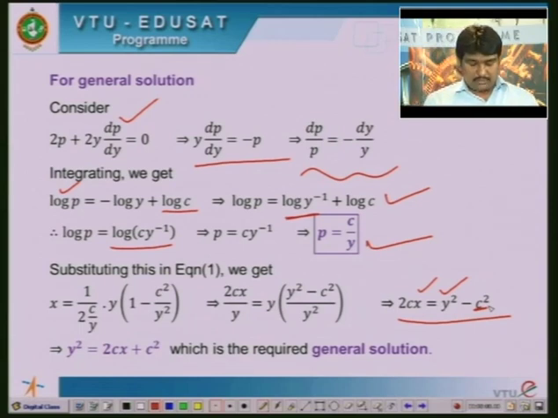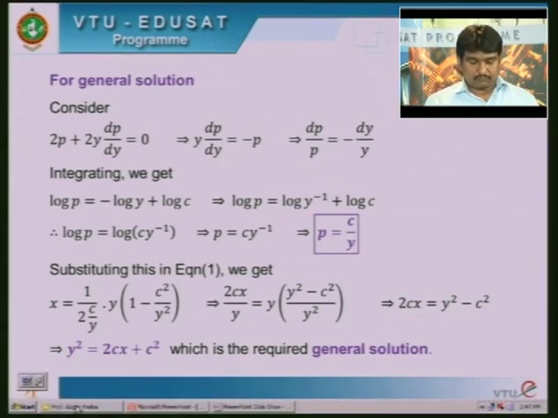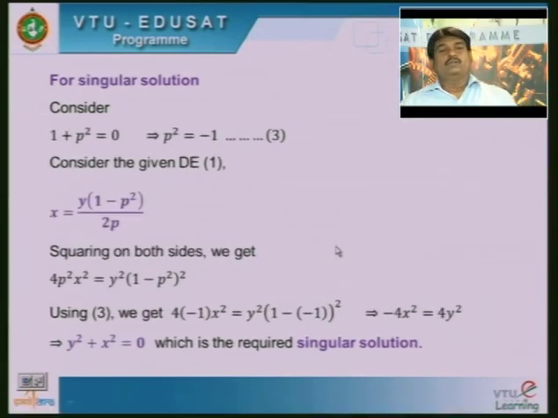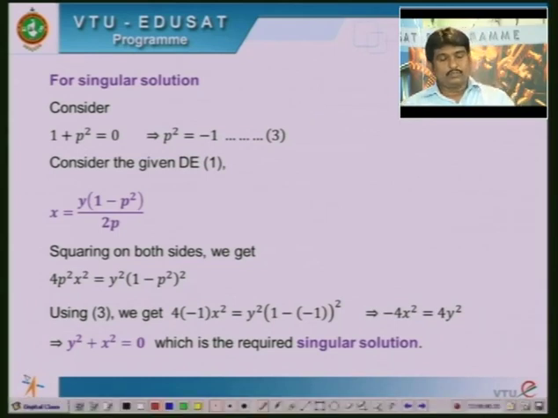Now consider the second factor. For the singular solution, we have to consider 1 plus p square equated to 0 to get p square equals minus 1, and substitute this value in the given differential equation. I am not substituting this in the general solution. That is method 2: the singular solution which can be obtained from the general solution after differentiating the general solution with respect to the arbitrary constant.